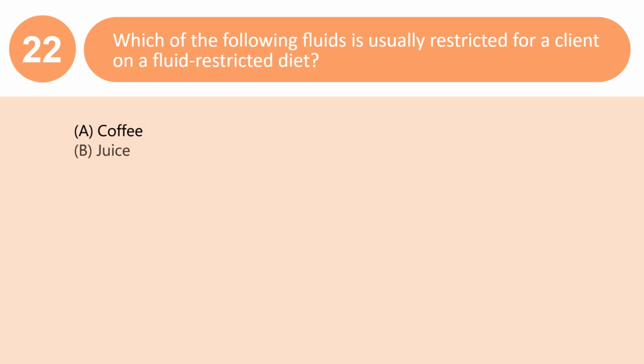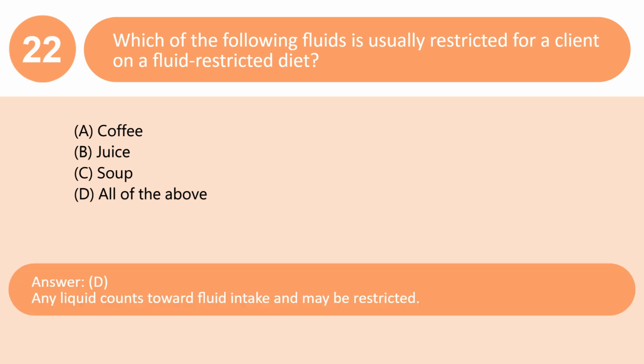Which of the following fluids is usually restricted for a client on a fluid-restricted diet? A. Coffee. B. Juice. C. Soup. D. All of the above. Answer D. Any liquid counts toward fluid intake and may be restricted.